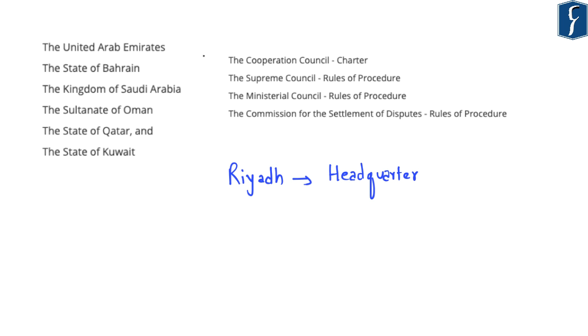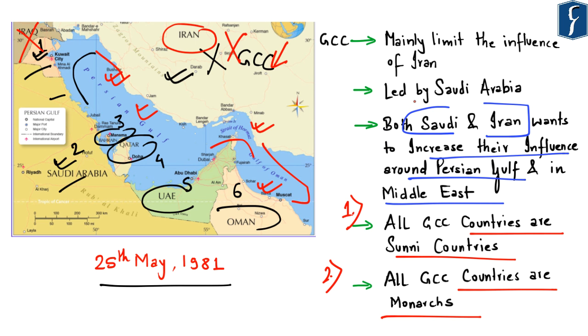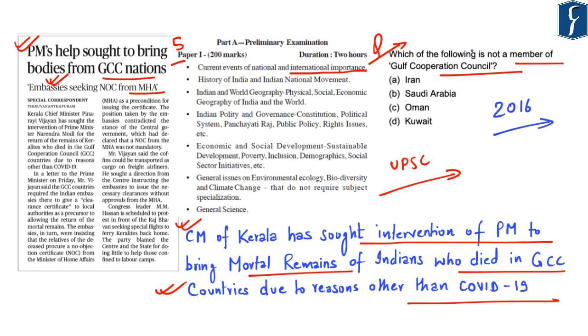Now, the Gulf Cooperation Council was established through a GCC charter, and it is headquartered in Riyadh in Saudi Arabia. So after understanding the important aspects of the Gulf Cooperation Council countries, let us go back to the question which was asked by UPSC in the year 2016. So as you can see, the question was, which of the following is not a member of the Gulf Cooperation Council? So here the correct answer was Iran, as Saudi Arabia, Oman as well as Kuwait are part of the Gulf Cooperation Council countries.